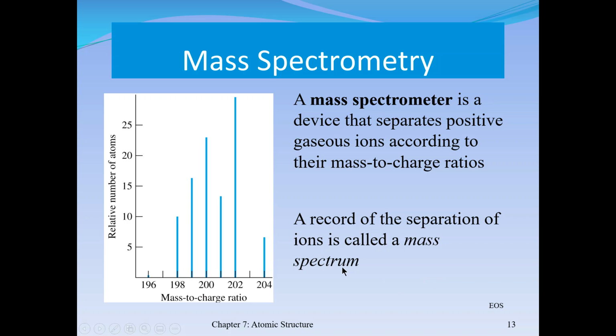So you can have what is called a mass spectrum, which is a record of the separation of the ions. And this here that you're seeing on the screen is a mass spectrum for mercury, all right? Where on the y-axis, you have the relative number of atoms, and on the x-axis, you have what is called the mass-to-charge ratio, all right? In the case of mercury and most other ions, the charge is +1, so therefore these would be numerically equal to the masses of the particular ions.